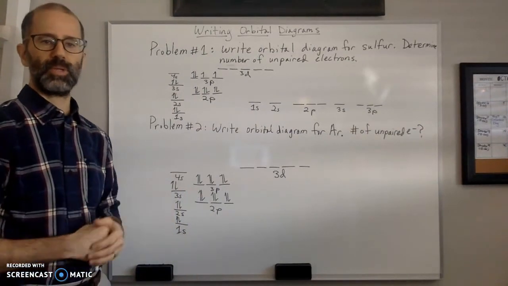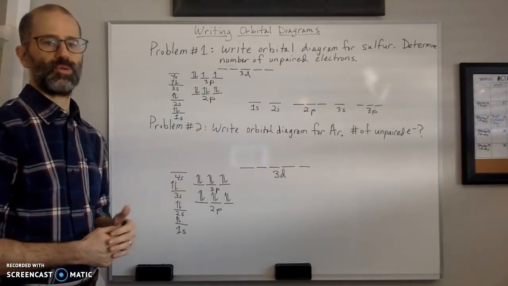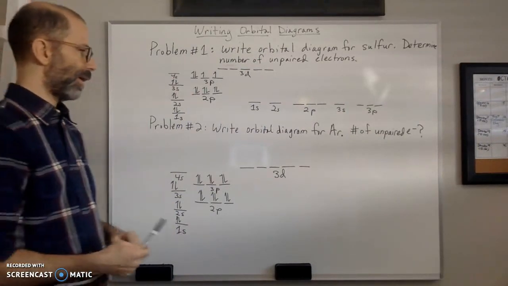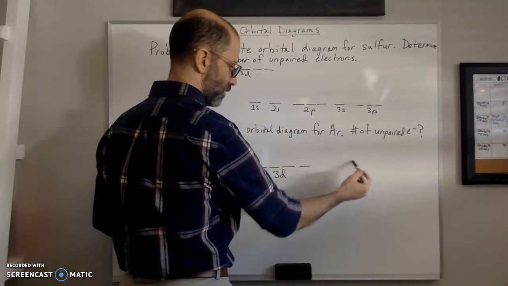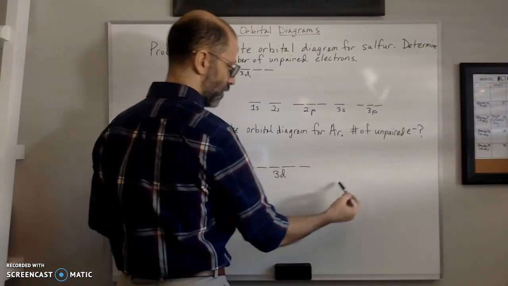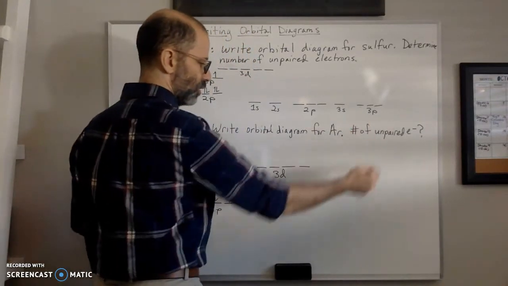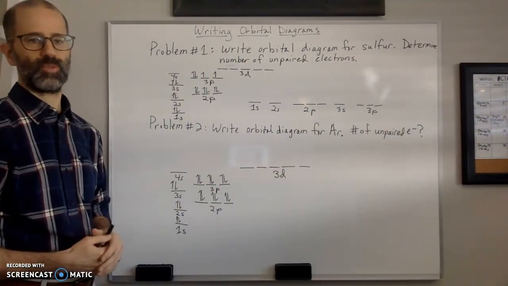If they give you an element and they ask you what's the orbital diagram, this is the way you would write it. And again, you can also use that chart that I drew with the 1s and then the 2s, 2p, 3s, 3p, 3d, and so on. And you could do the diagonal arrows to help you remember what the order is as well.